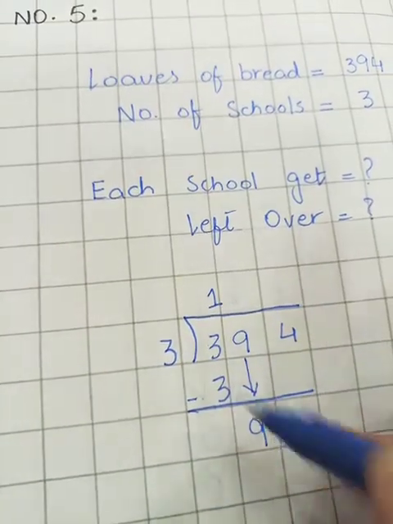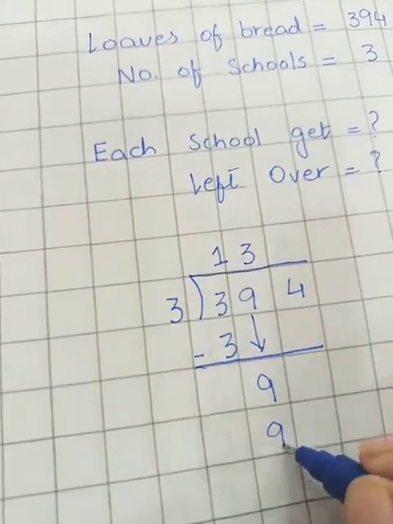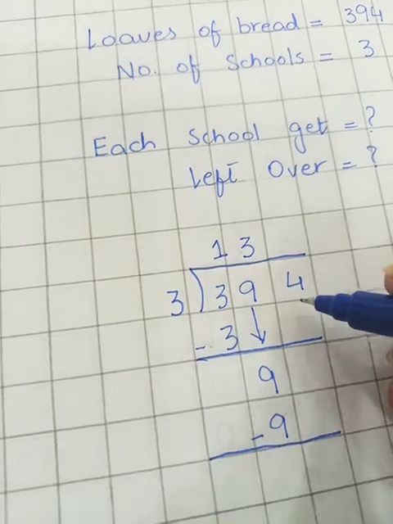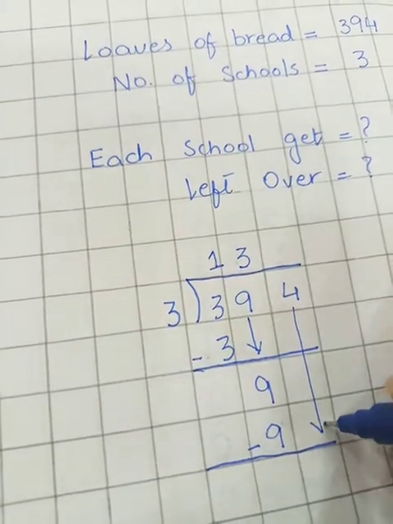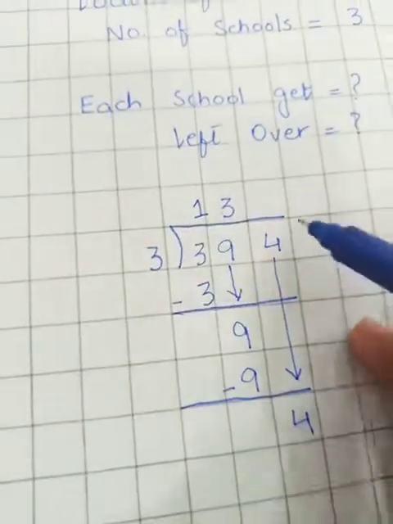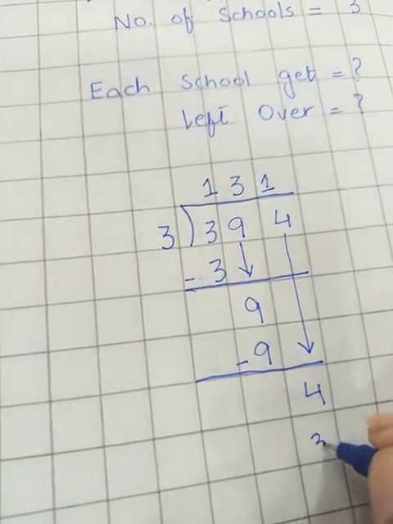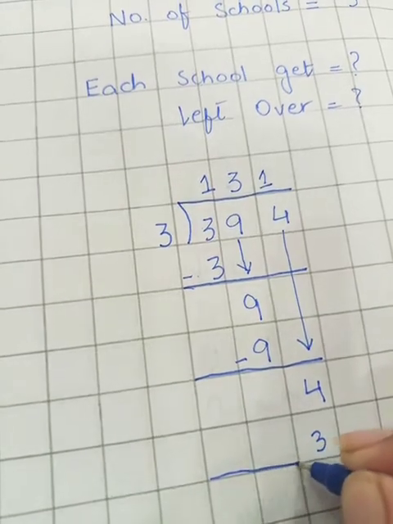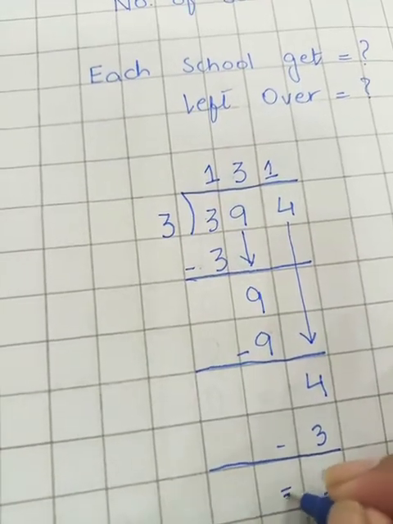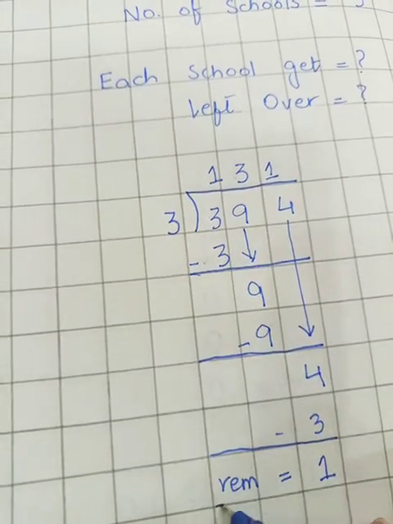Now students, 3 ones are 3, 3 twos are 6 and 3 threes are 9. Here I am writing 3 threes are 9. In the next step, the subtraction again, 9 minus 9 is 0. Now bring this 4 down here. Now students, this 4 is greater than my divisor, so I can divide it further. 3 ones are 3 again. Now students, 4 minus 3 is 1. Now this 1 is my remainder, which is the answer to my question, that is, the leftover.